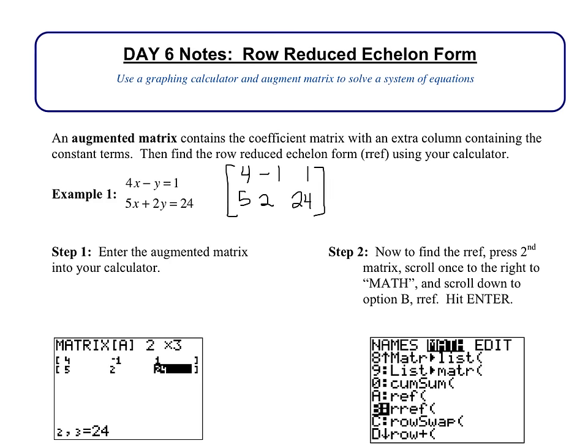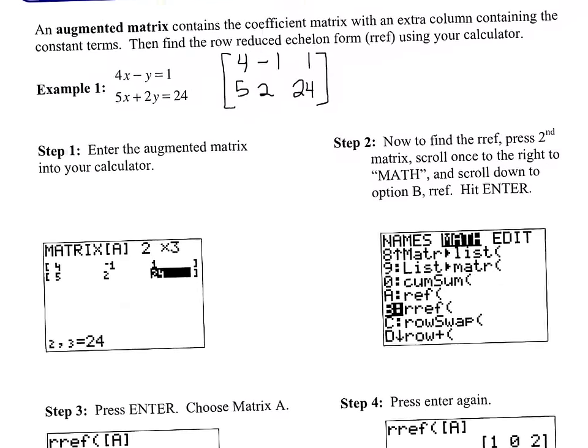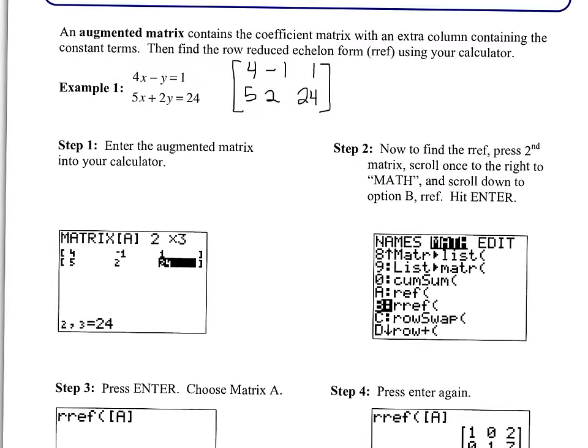Alright, so I'm ready to now enter this matrix into my calculator. So recall second matrix, scroll over to edit. It's a 2 by 3 because we have 2 rows, 3 columns. Notice here I entered it.